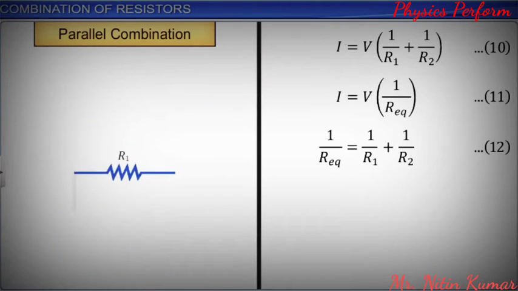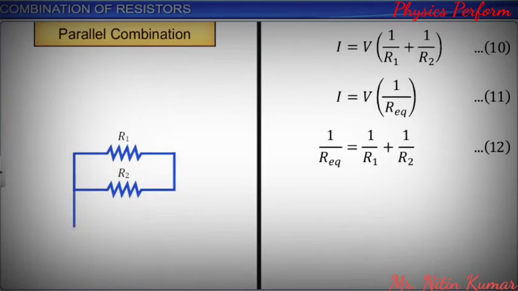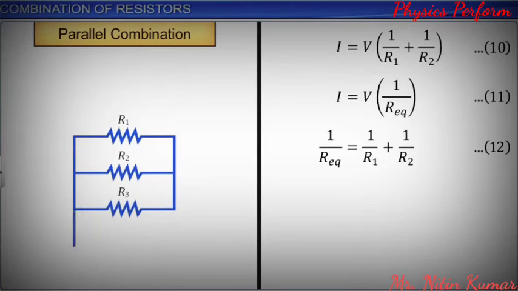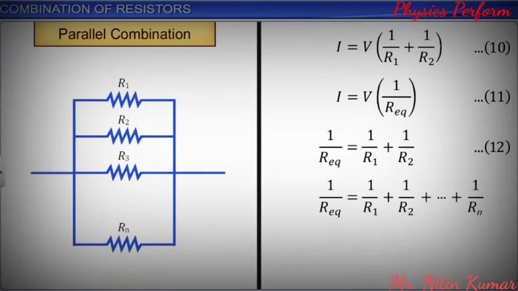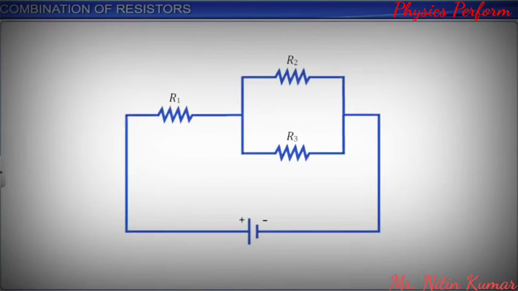Similarly, when there are n resistors connected in the parallel combination, we can write 1 by Req is equal to 1 by R1 plus 1 by R2 plus and so on up to 1 by Rn. Now let us consider a situation where some resistors are connected in series and some resistors are connected in parallel. The equivalent resistance of such a series and parallel combination is obtained as follows.